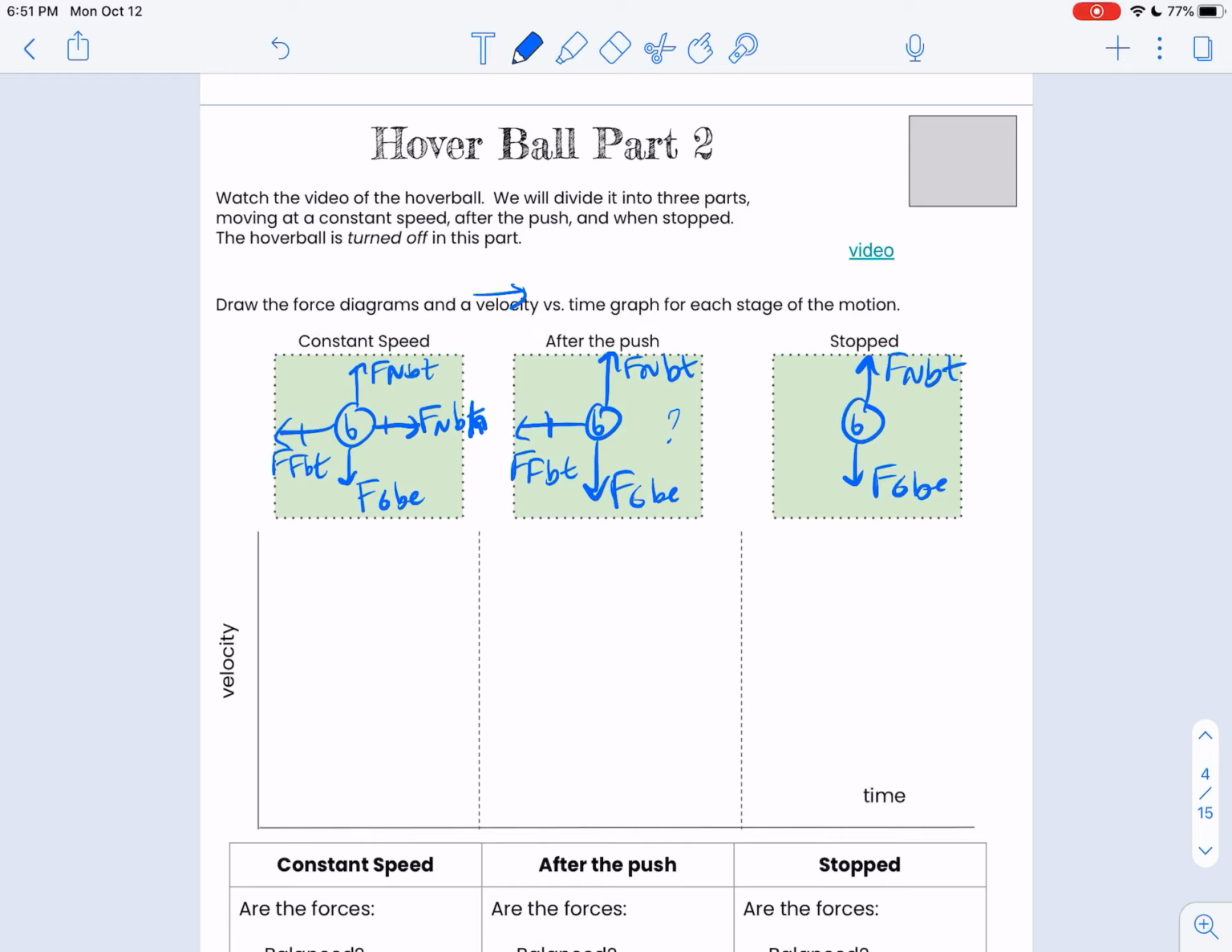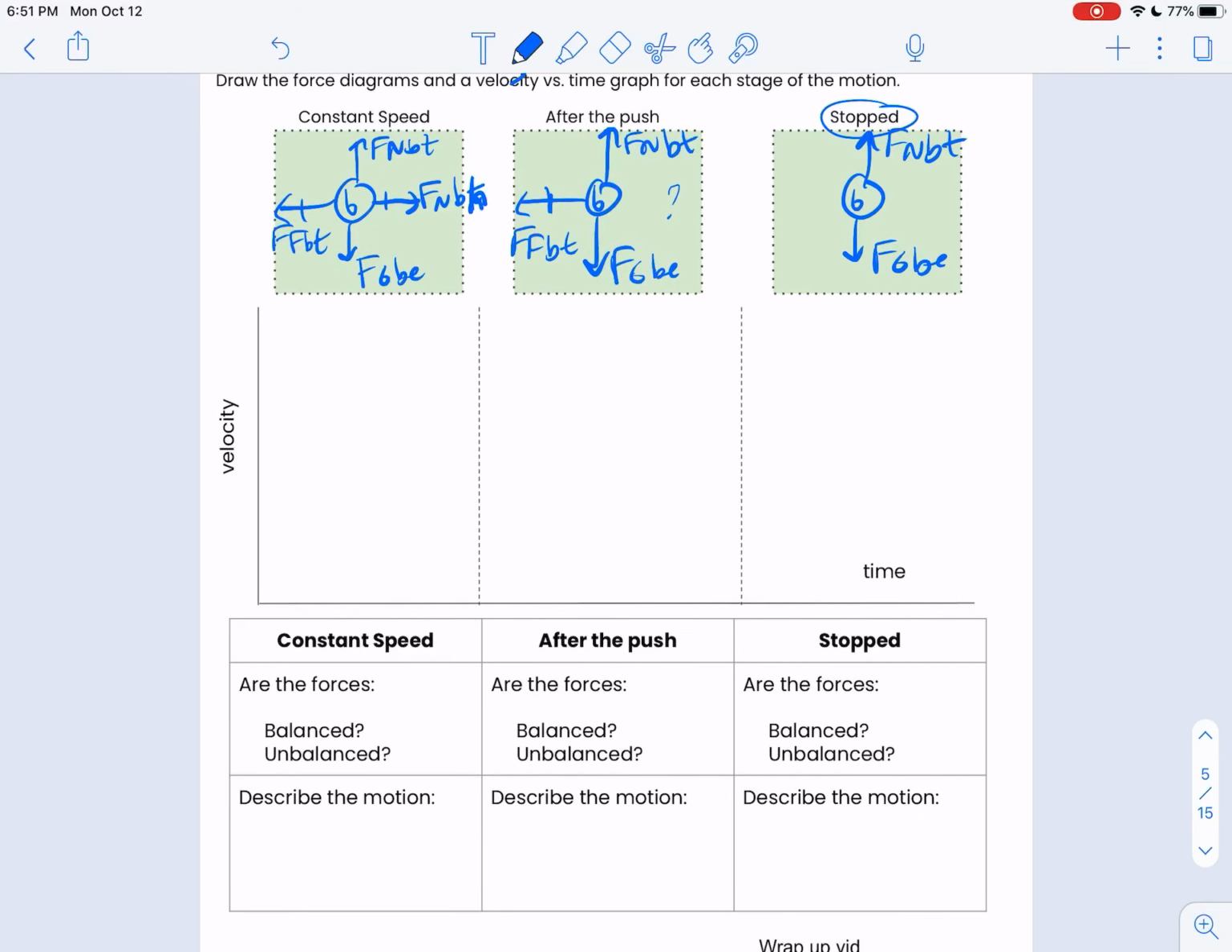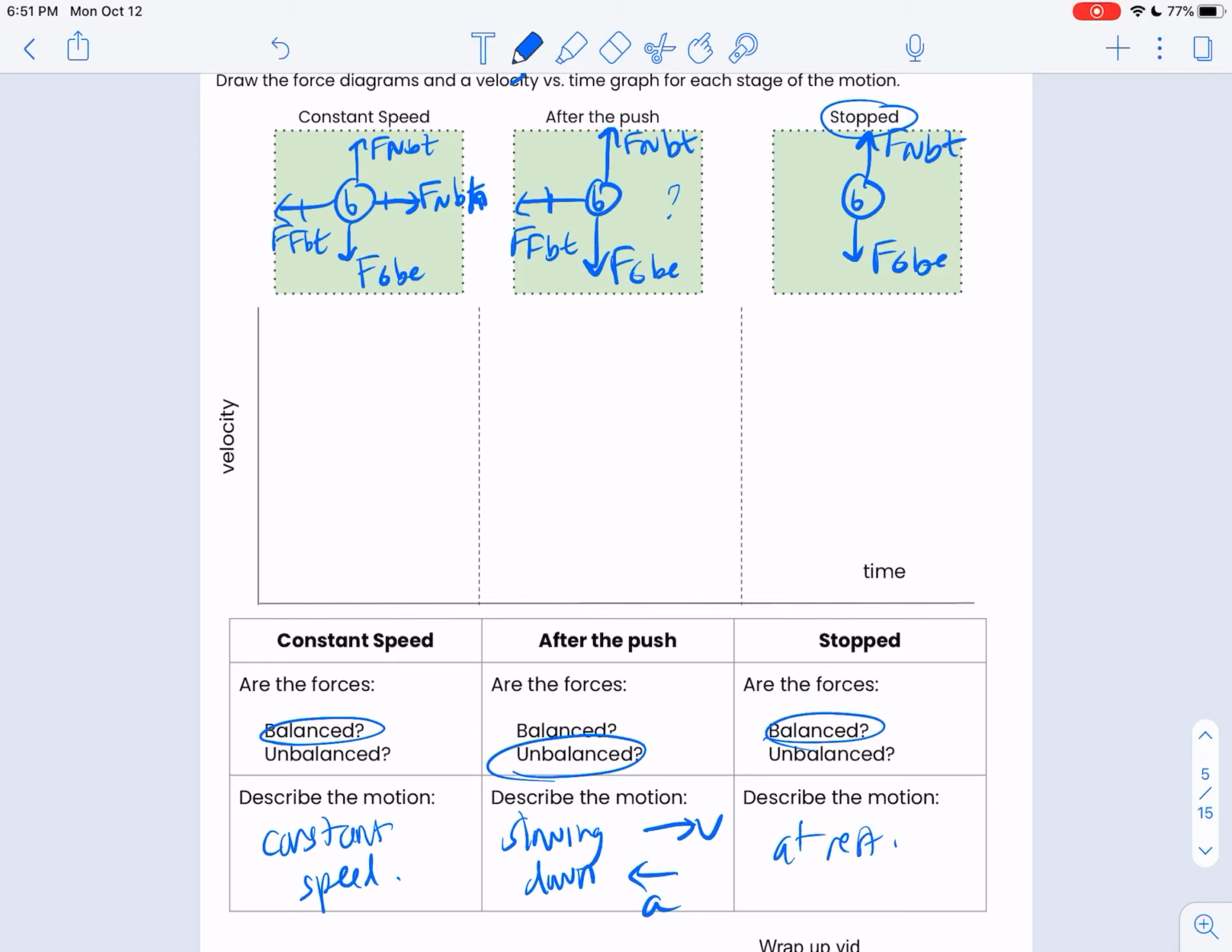No hands. And then once it stops, if it stops and no one's trying to push it, then no friction either. So the forces in the first case are balanced as it moves at a constant speed, and I have to push enough to balance the friction. Then the forces are unbalanced as it's slowing down. The velocity is this way, but the acceleration is this way because we know it's getting slower. And then once it's stopped, the forces are balanced again. It's at rest.